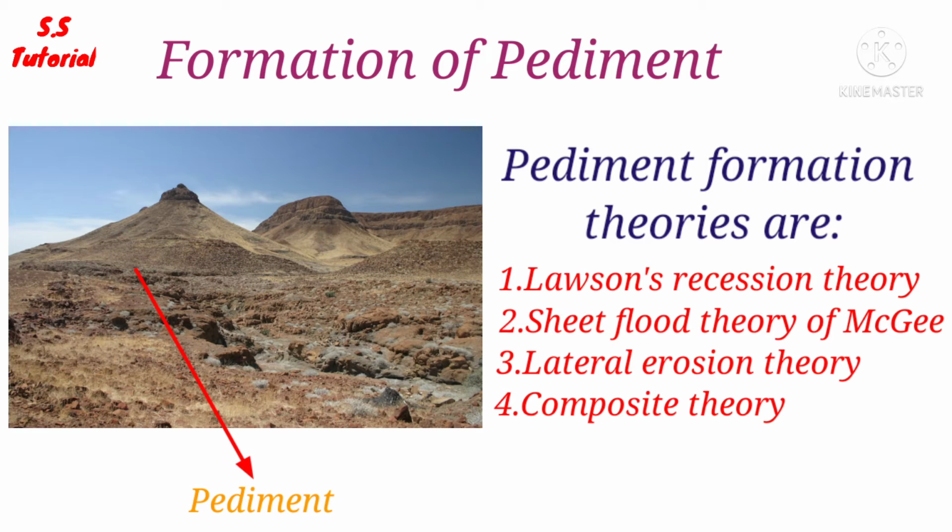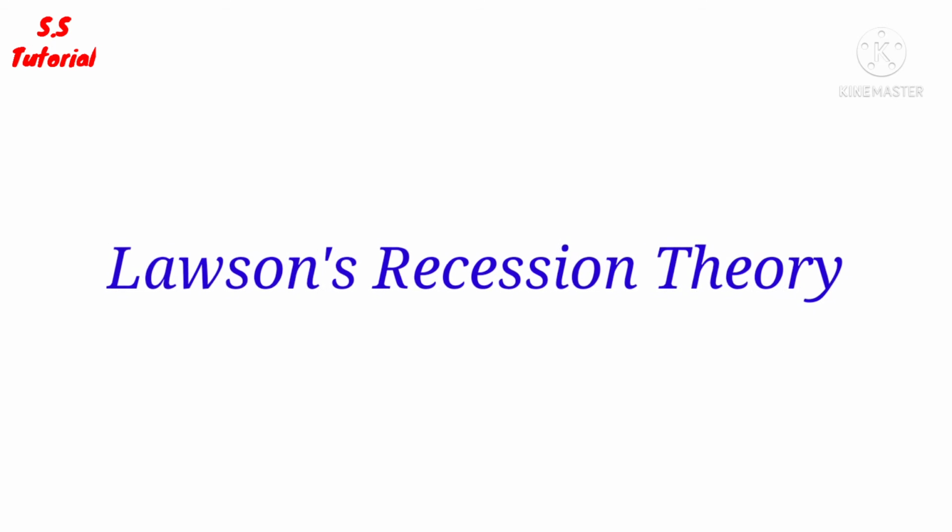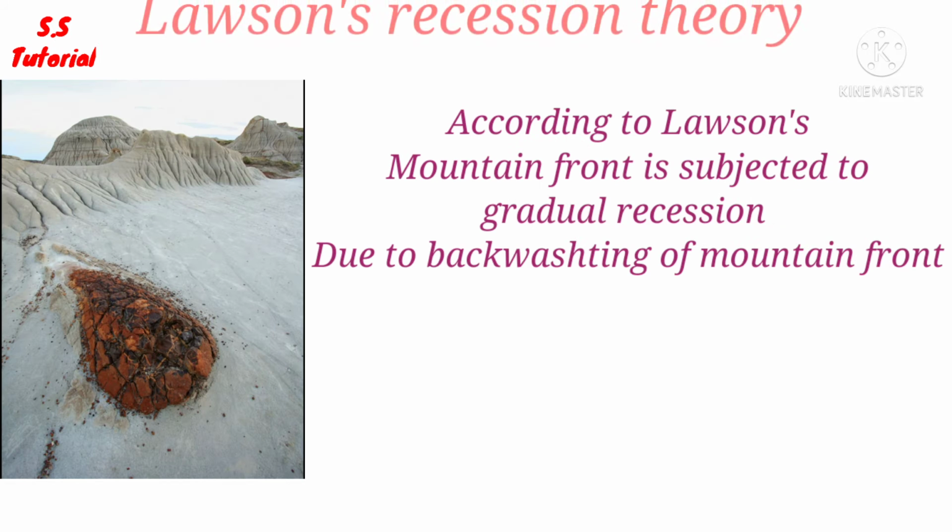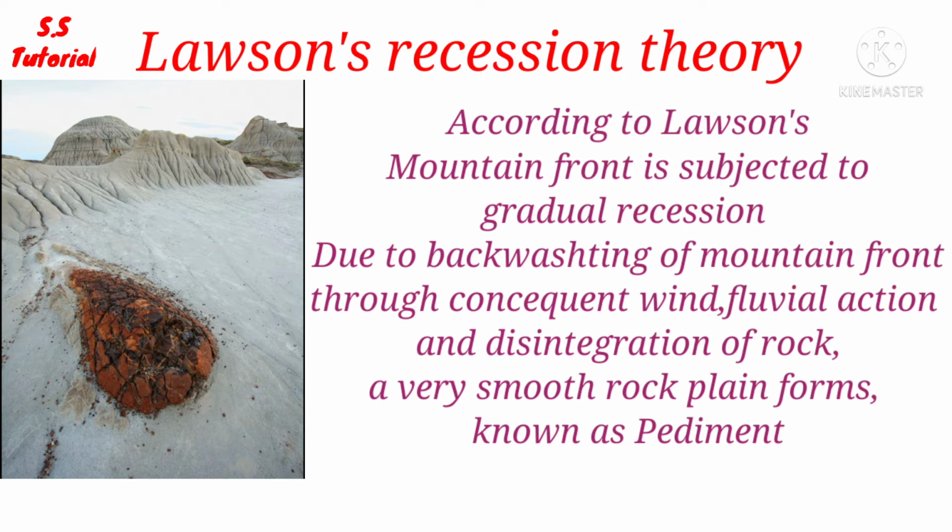The most important theories are Lawson's recession theory, the sheet flood theory of McGee, the lateral erosion theory, and the composite theory. Let's know about Lawson's recession theory. According to A.C. Lawson, pediments are developed by gradual recession of the mountain front caused by weathering and erosion. Due to backwashing of the mountain front through mechanical disintegration of rocks, and consequent wind and fluvial erosion, the mountain front is subjected to gradual recession. This process results in the formation of a very smooth rock-cut plain, which is known as pediment.